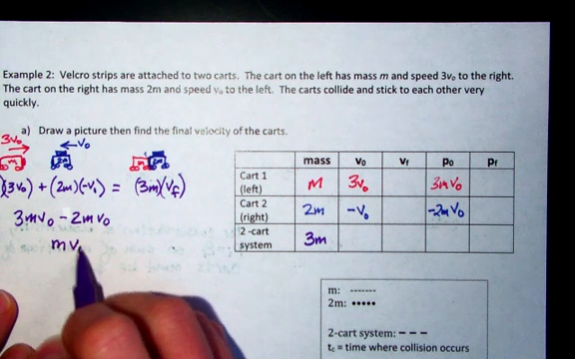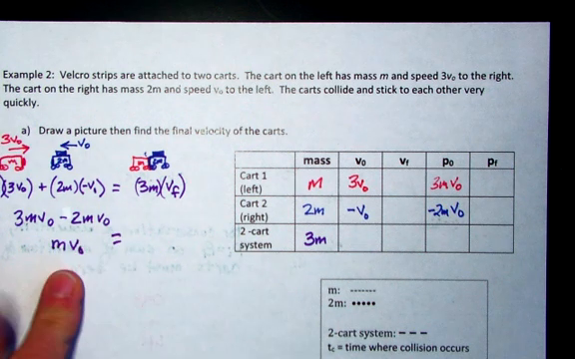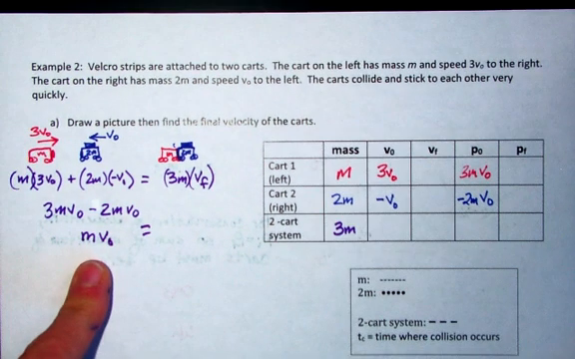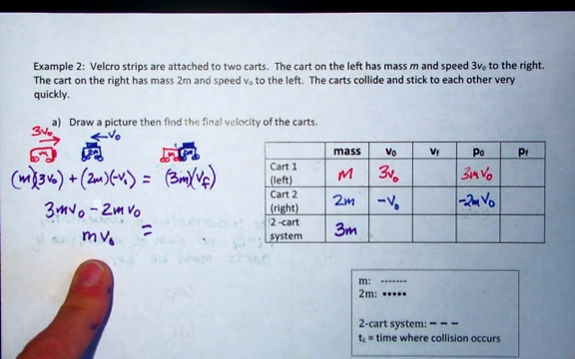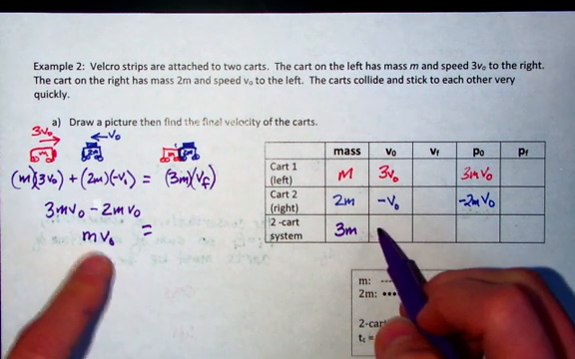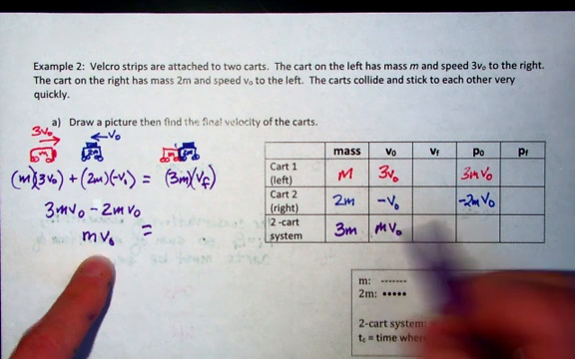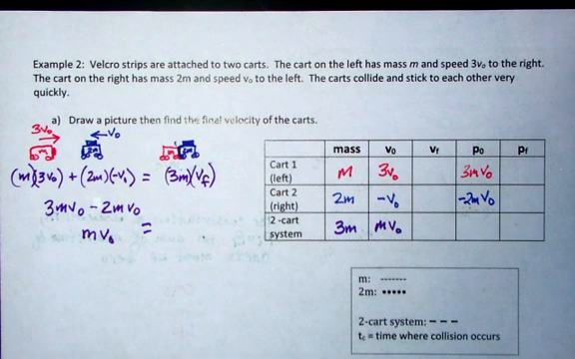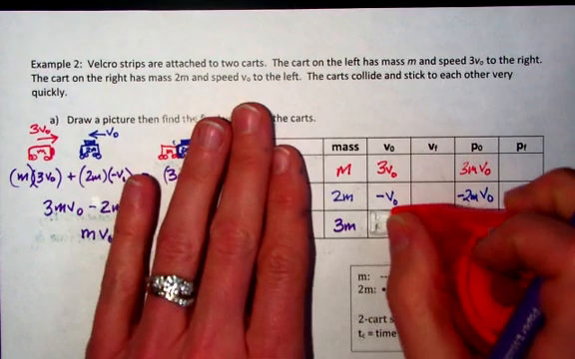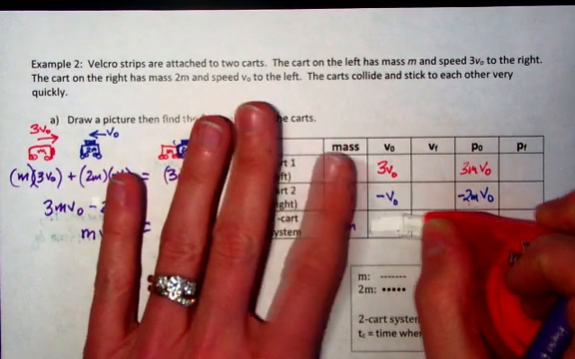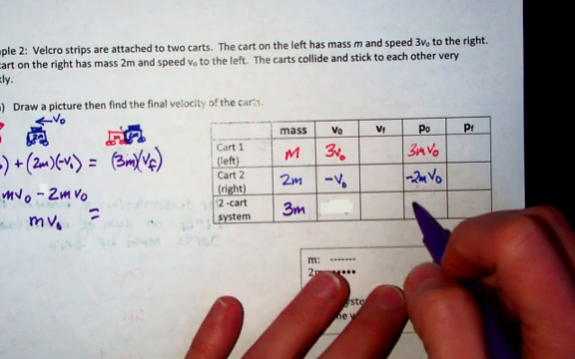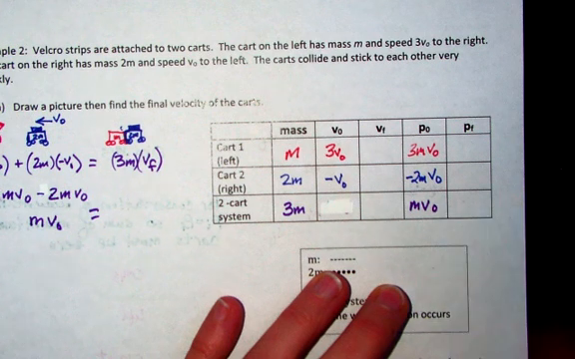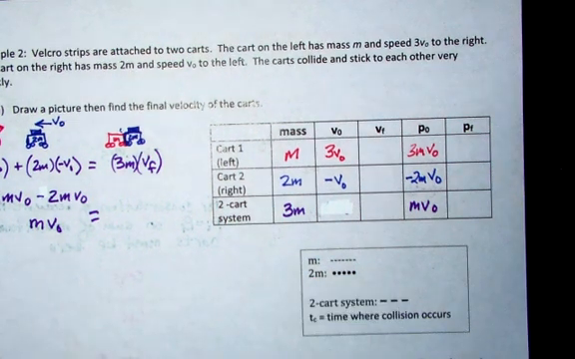m v0. So when I'm talking about the two-cart system, that total momentum before is going to be m v0. Oh, do you like how I put that in the wrong spot, you guys? Good thing I have a chart here. Total momentum before is m v0. m v0, that's the total momentum. Everybody okay so far?